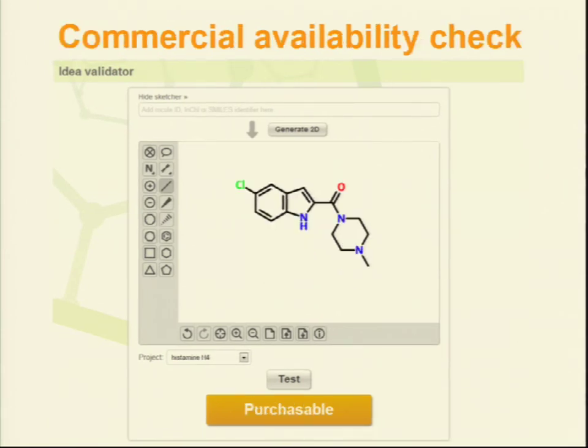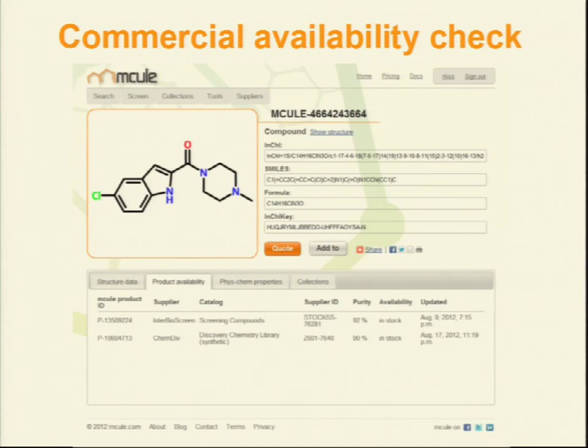And of course, another thing we can do is, since we have the Mcule database, which contains 4.2 million unique purchasable compounds, we can also say that the compound is actually purchasable, so you don't need to start synthesizing it. It's always cheaper to buy it. Yeah, and then you can maybe go to the website, check which vendor is selling the compound, and with just a few clicks, you can also start the ordering process if you like.